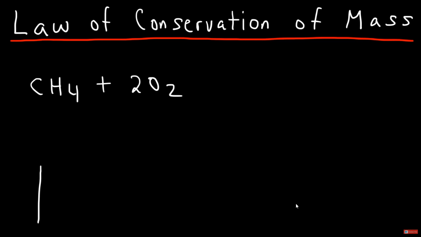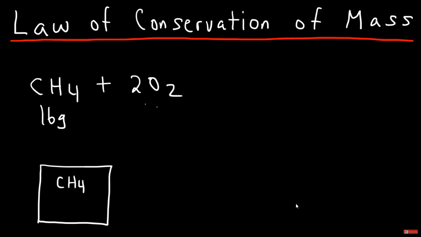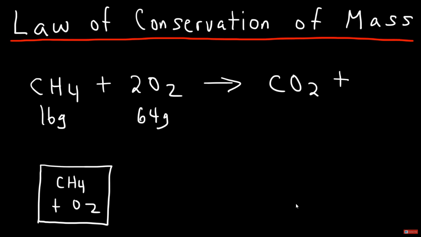Let's say we have a closed container and we're going to mix 16 grams of methane in this container. We're also going to place 64 grams of oxygen gas. The methane and the oxygen gas cannot leave the container, they're stuck there. Now, as the reaction proceeds, it's a combustion reaction. It's going to produce carbon dioxide and water vapor, depending on the temperature.